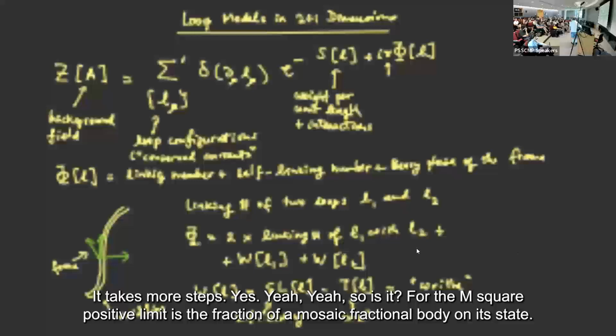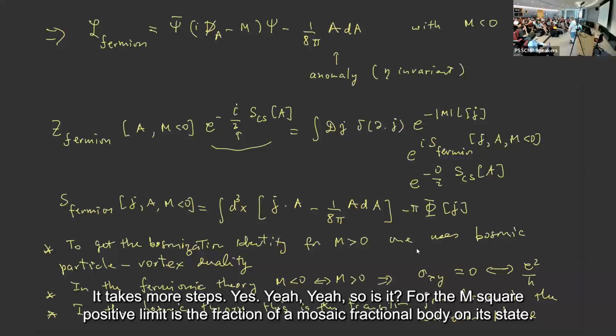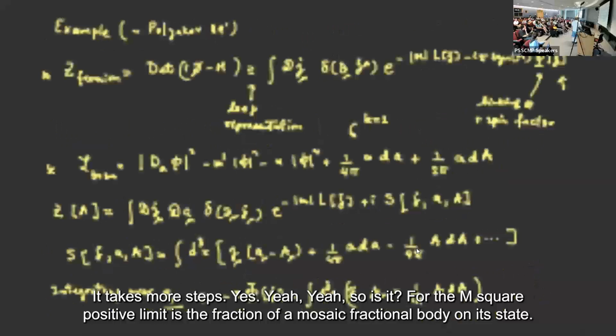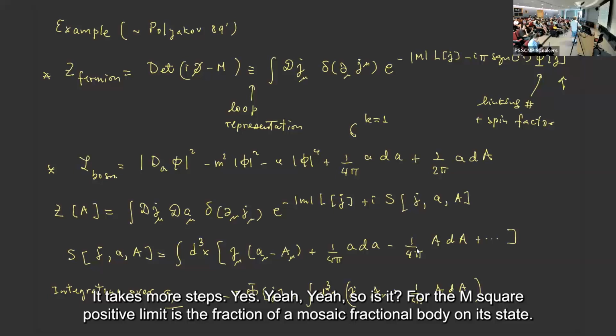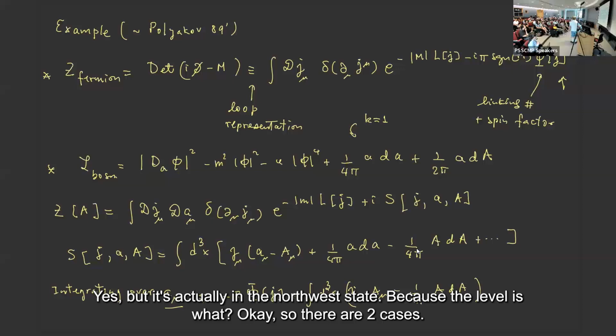Excuse me? Yes. Could you explain the bosonic Lagrangian again? Yes. Two slides ago. Yeah. So is it, for the m squared positive limit, is it the bosonic fractional quantum Hall state? Yes, but it's actually the nu equals 1 state, because the level is 1.